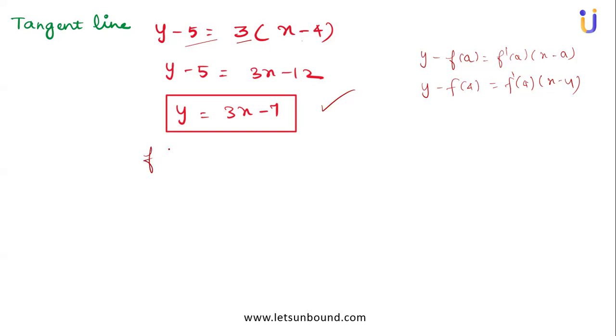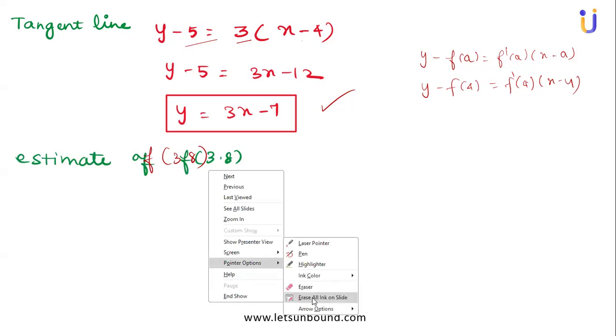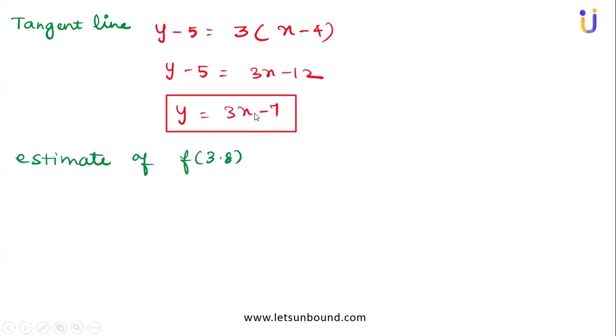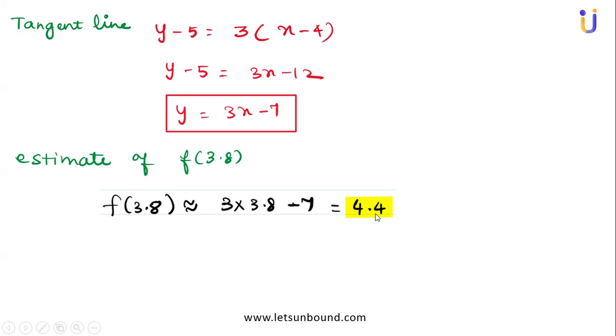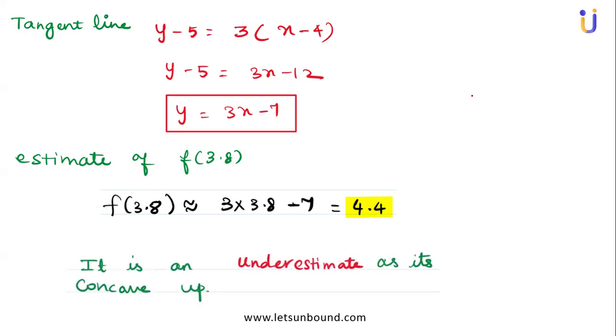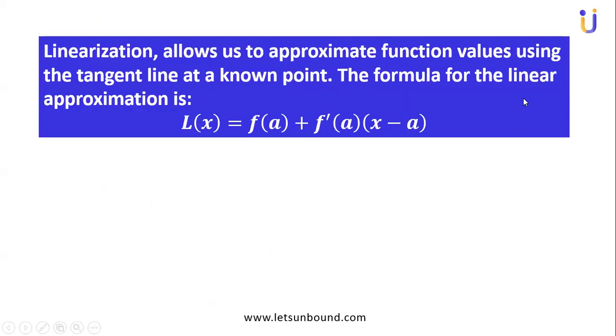And you need to approximate f of 3.8, right? So estimate f of 3.8. You just plug in 3.8 in your tangent line equation. F of 3.8 is 3 times 3.8 minus 1. It's 4.4. And it's an underestimate because it's concave up and your tangent line, of course, will be here. The actual value is here, but you will underestimate it. That's simple.